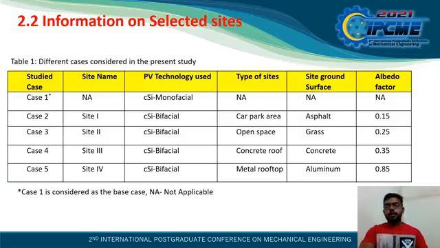Coming to site 2, we have grass, and site 3 is concrete, which has a bit more albedo factor, and then site 4 is aluminum, which has the highest albedo factor of 0.85, because aluminum will reflect more solar radiation, because it is a smooth surface. At the same time, we are comparing these performances with one base case where we will be using a monofacial solar PV system, and for that, the type of site, ground surface, and albedo factor are immaterial.